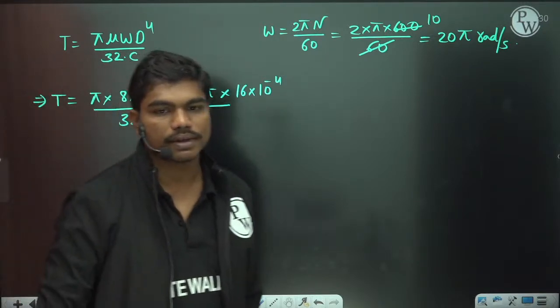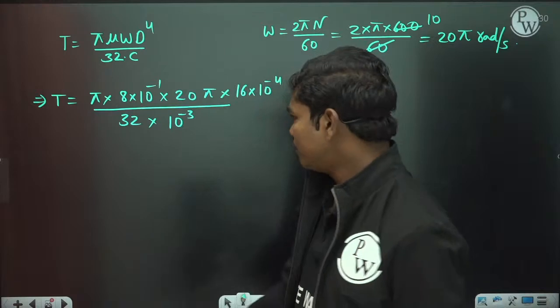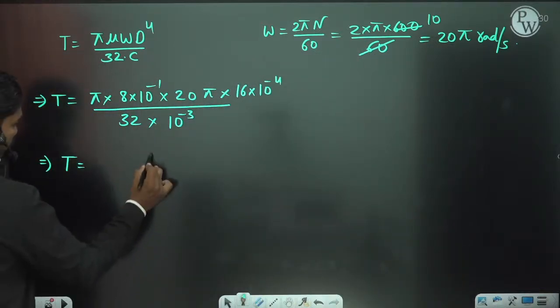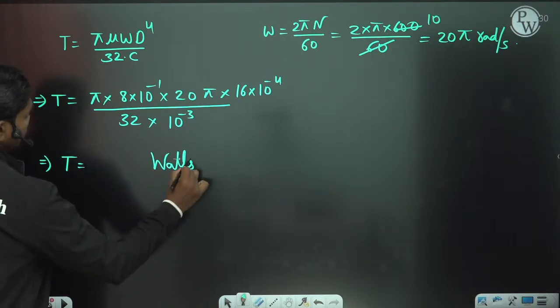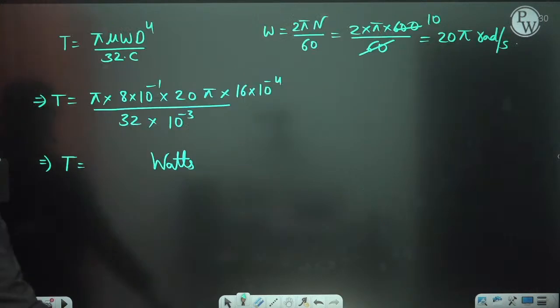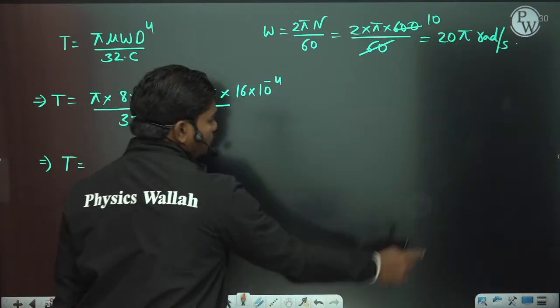Once you punch it into the calculator and simplify, you will get the value in watts, because everything is in SI units. So your answer will be in watts. What units are they asking for? They are asking in watts. Good, so let us simplify this value, and we will get the answer.